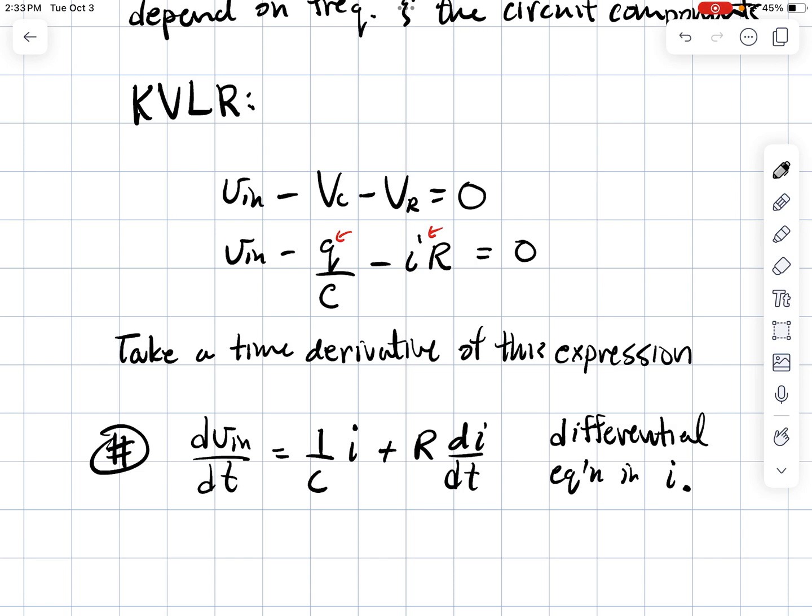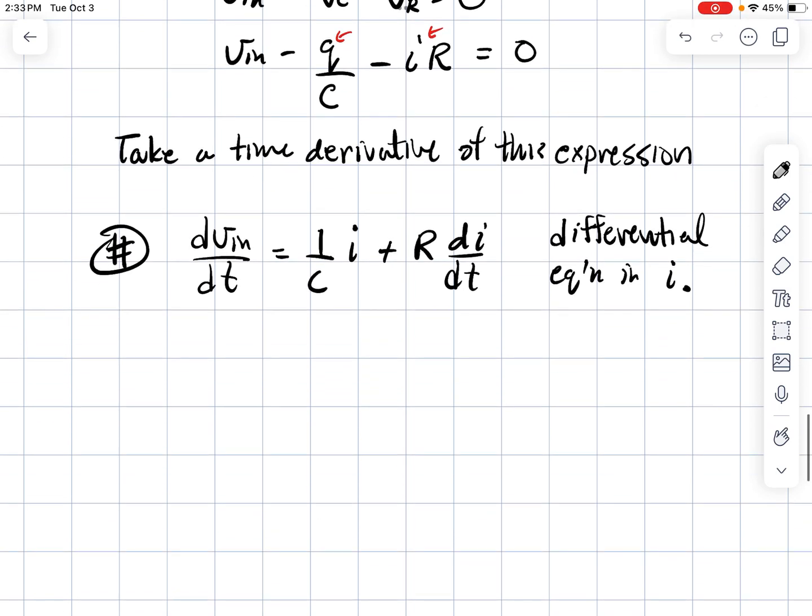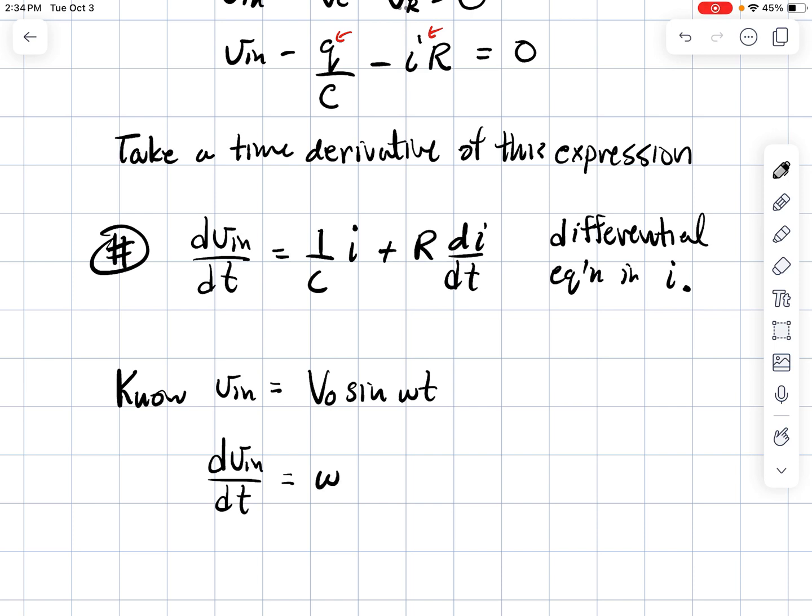Okay, so how are we going to make some progress? Well, we're going to take advantage of some of the things that we already know. We know that Vn is equal to V naught sine omega t. And so that means we can evaluate the dVn dt derivative directly. We're just taking a derivative of sine, so a factor of omega will come out. We'll get V naught, and sine becomes a cos, and then we have omega t.